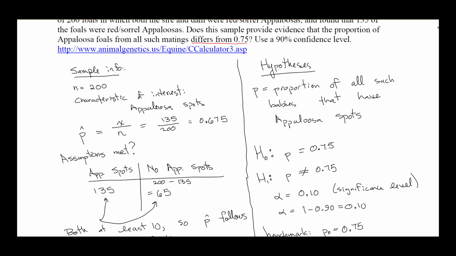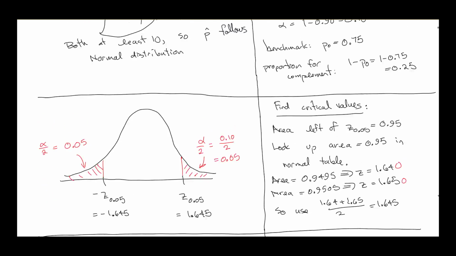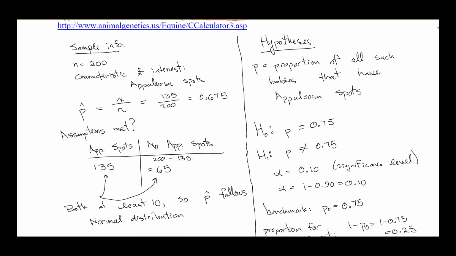And so I just always want to double check that I've got both the characteristic of interest and the population proportion set up consistently. So if I liked, I could have done them both for the non-spotted horses instead, and then I'd have 0.25 for the benchmark, and I'd have 0.325 in my numerator, and then we would still be fine. Okay, but you have to be consistent. I don't see any red flags here. So it looks like my p hat is 0.675 and my benchmark is 0.75.